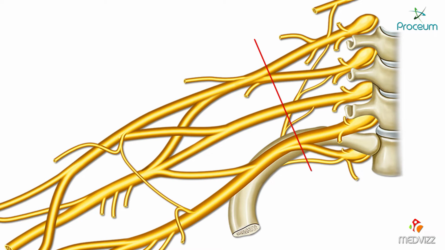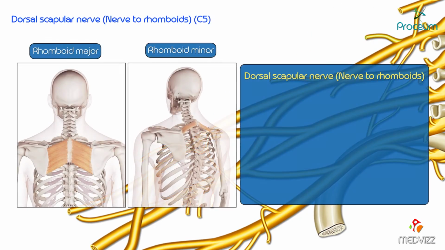So here they give rise to the dorsal scapular nerve and the long thoracic nerve. Along with these, C5 also gives a contribution to the phrenic nerve. So the first one is the dorsal scapular nerve, which is also called the nerve to rhomboids.